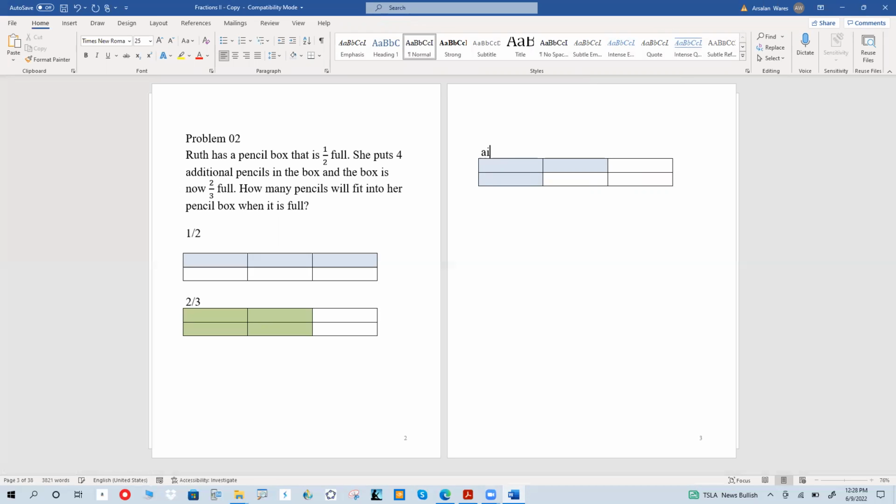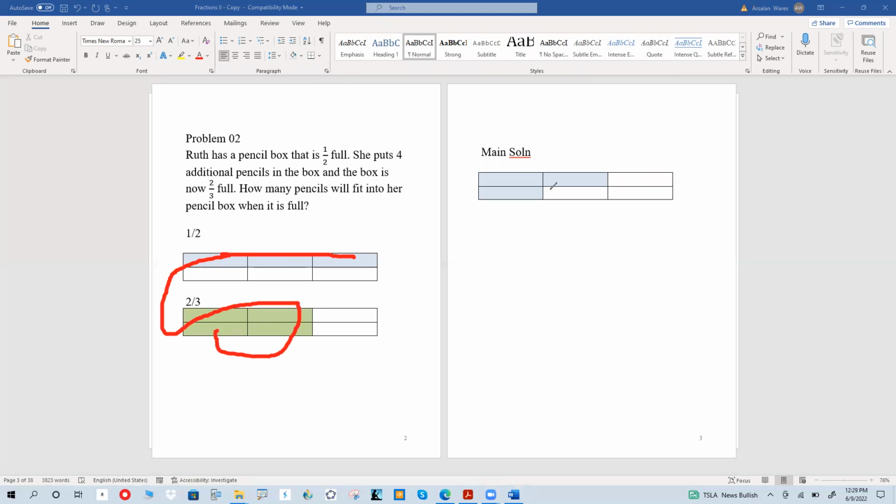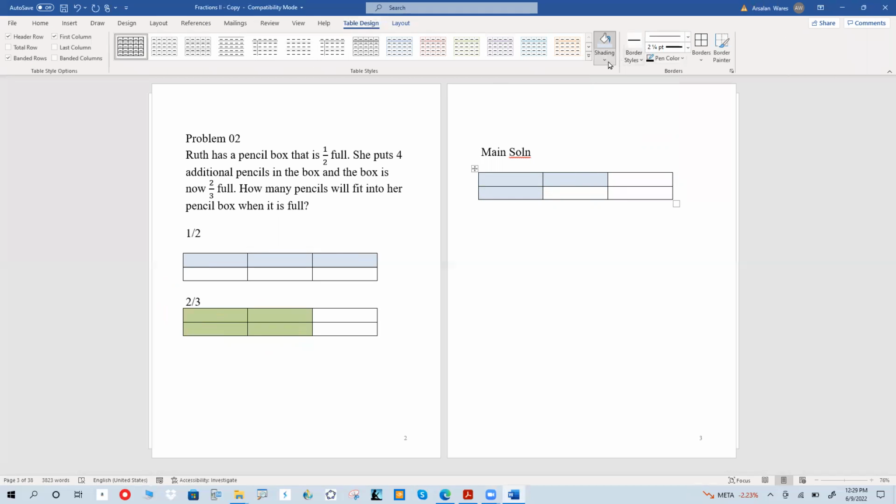Okay, my main solution. This is half of my pencil box, but Ruth added 4 pencils and the box moved from here to here. That tells me this has to represent her 4 pencils. One cell must hold 4 pencils. There is no other way around it. So I'm going to make that cell my new set of pencils. I'm going to make it green, I guess. So this cell has to be 4.